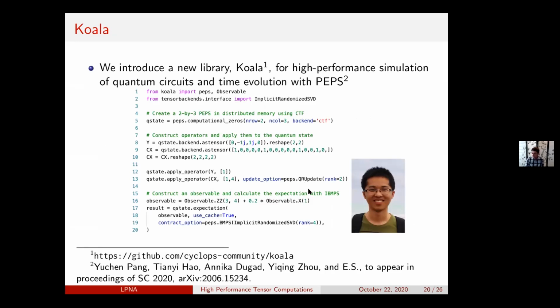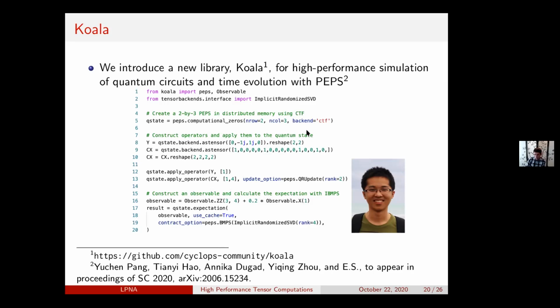Okay, and these methods and algorithms for einsum SVD and PEPS simulation are a part of a library called Koala. Yu-Chen Peng, who's a PhD student in LPNA as well, is leading development of that, although the work was done with a number of other students in the group. So Tianyi, Annika, and Yiqing are now at Stanford, Caltech, and Cornell, all doing their PhD studies there.